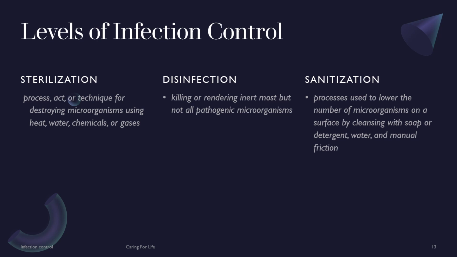So that's where we're killing a lot of things, but not everything. So you can use disinfectants, and we have things like germicides, which will kill most of the pathogenic microorganisms, but it will not kill spores. And then you have sanitization. When you're sanitizing, this is the lowest level of infection control. It's going to clean off pretty much the visible contaminants, using soap and water and friction and things like that. So this is the lowest level.